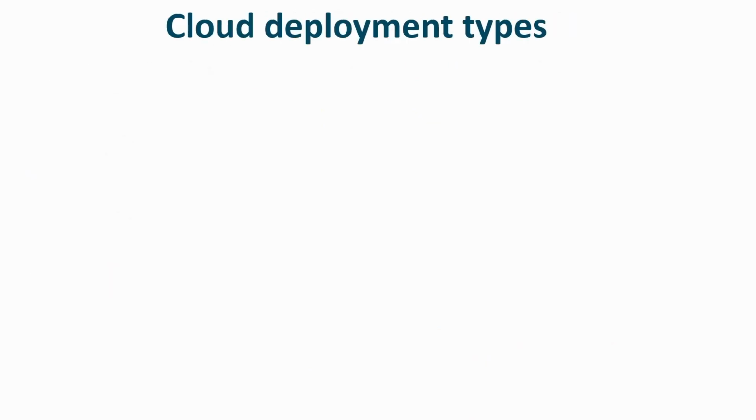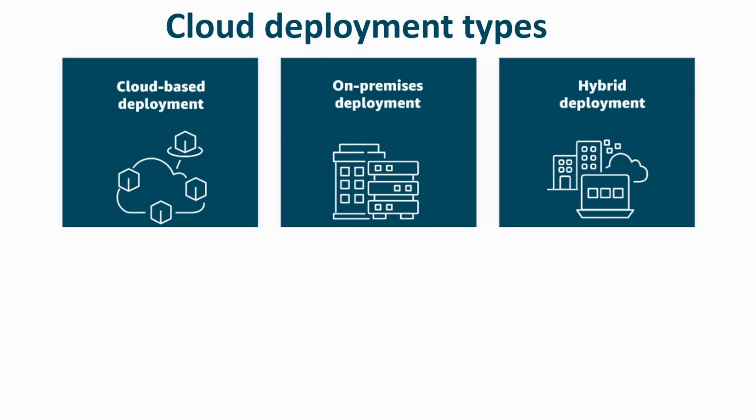Let's discuss cloud deployment types. You can deploy cloud resources in multiple ways: on cloud, on premises, and hybrid. Each type offers unique benefits and considerations. Exploring these options can help you make informed decisions about your cloud strategy. First is cloud-based deployment.